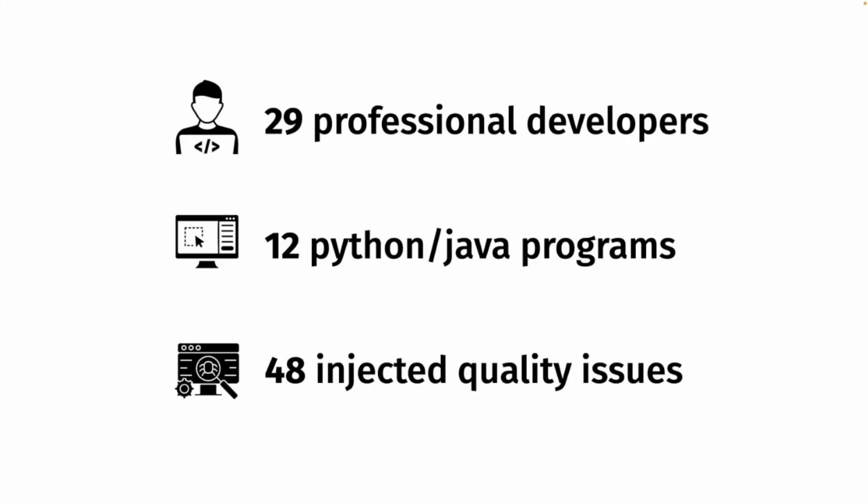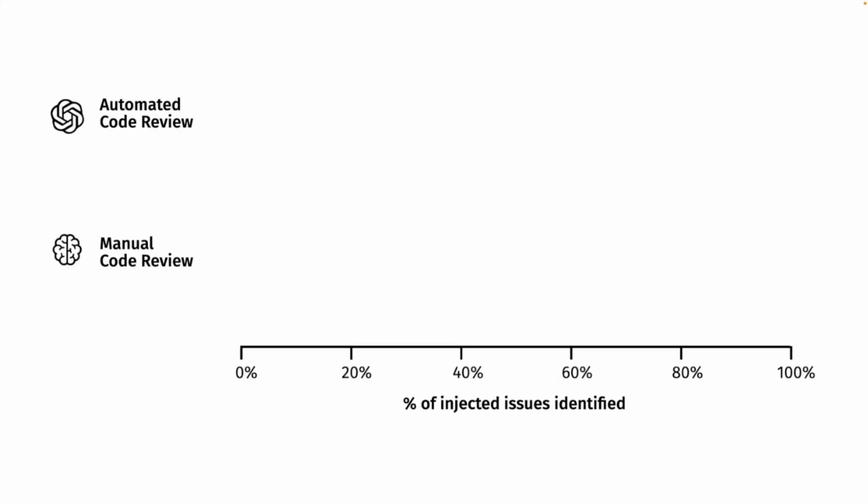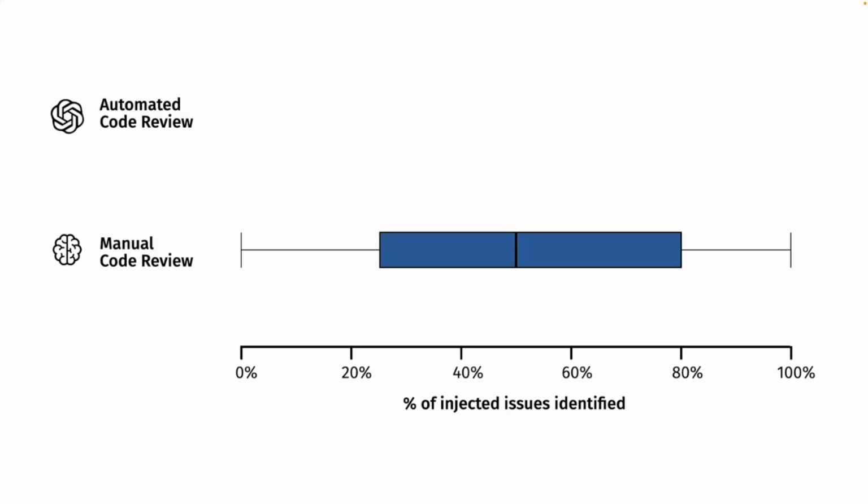So we collected quite a lot of hours of code review, around 50 hours, and the first thing we did was to look at the percentage of injected issues that they identified with and without the help of the AI. This is basically our proxy for the quality of the code review. With the manual code review, this was around 50%. This is also an interesting number because it supports the idea that these issues were not that trivial to identify.